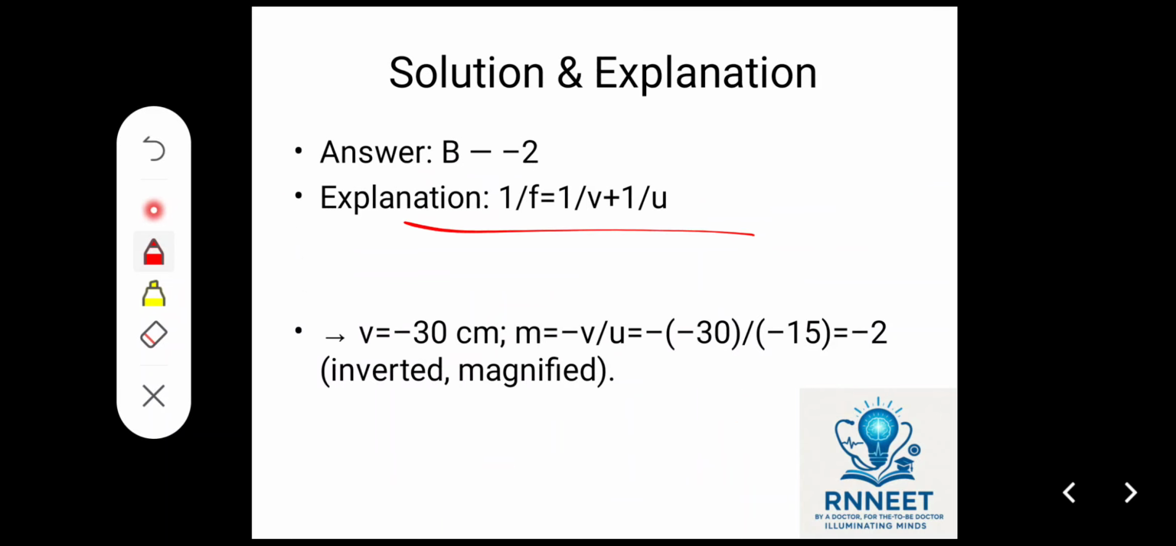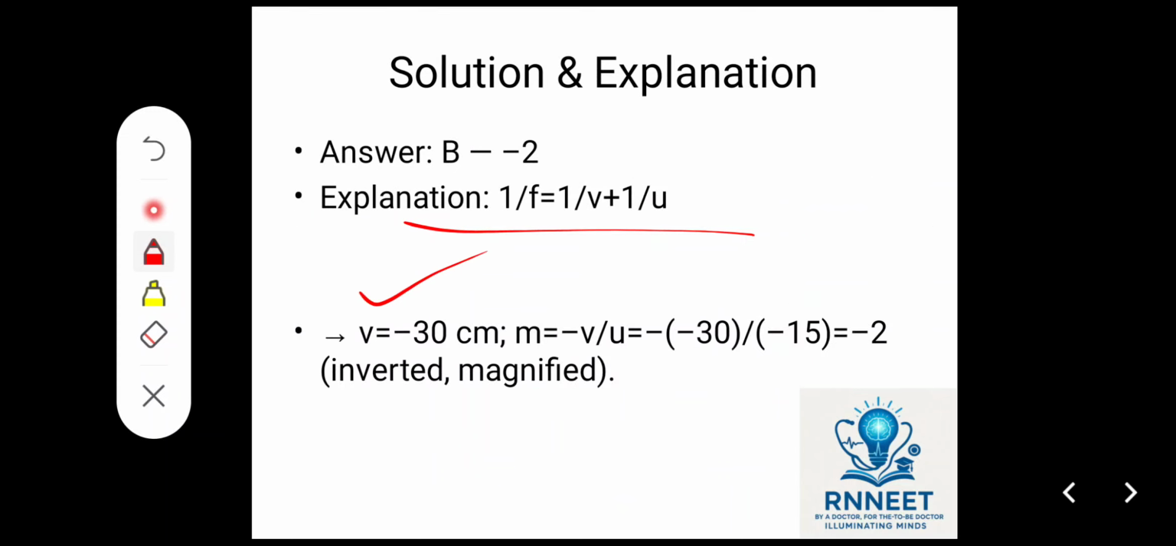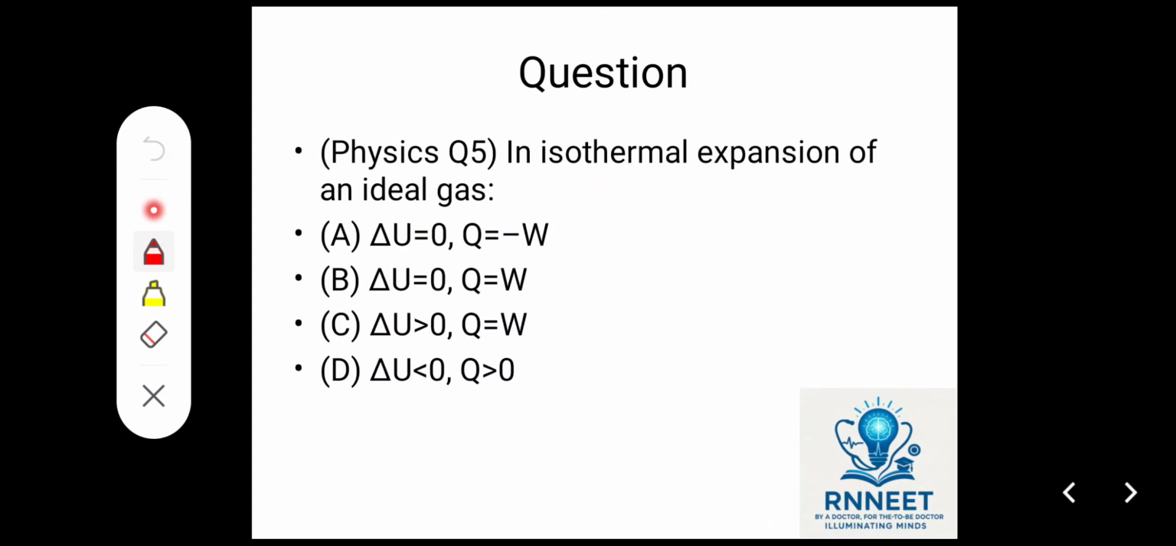Both are negative. So F is negative, U is negative, your answer V becomes minus 30, which means that the image is therefore formed here. And it is therefore inverted. And what is the magnification? Magnification is minus V by U. So the net magnification is also inverted. It is 30 by 15, which is 2. Simple. So that's how you get the answer.